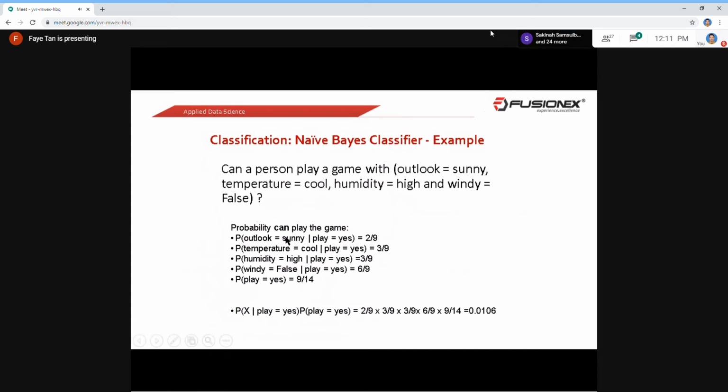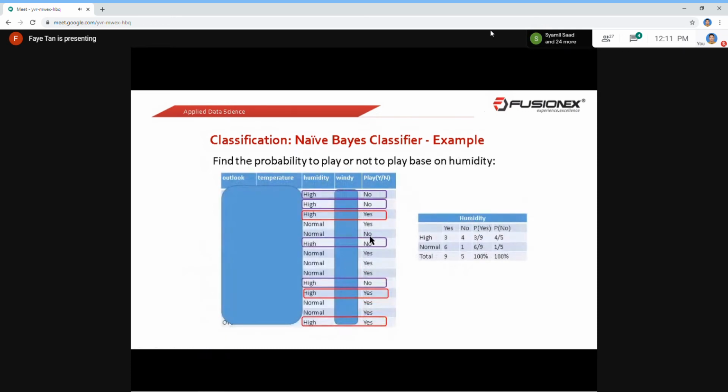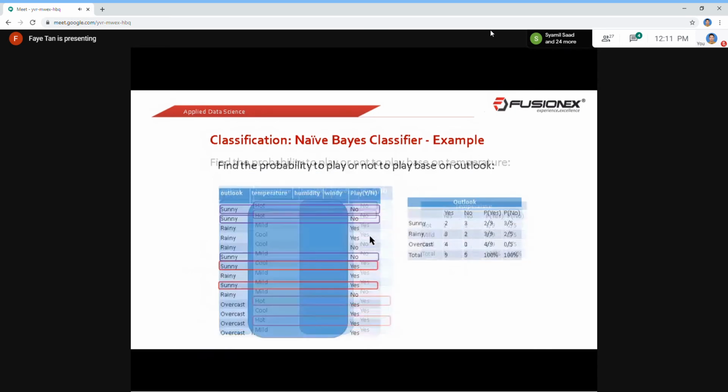And I want can. Can means play is yes. So all based on play is yes. Outlook sunny, play is yes. Why is it 2 over 9? You go back to the earlier table under outlook. Sunny and yes, this is the one. The probability is 2 over 9. So you get 2 over 9.